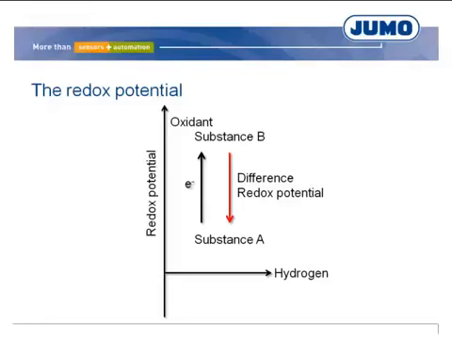Substance A gives electrons to substance B and reduces substance B, thereby acting as a reducer. Substance A loses electrons and is therefore oxidized. Reducers include organic substances such as foodstuffs like sugar, fats and proteins, as well as base metals and nonmetals.